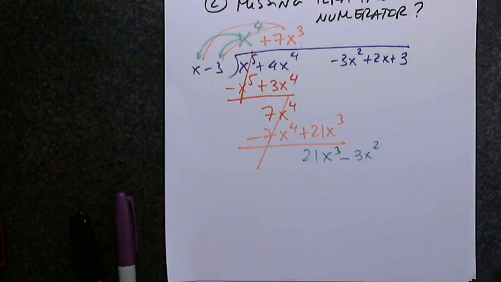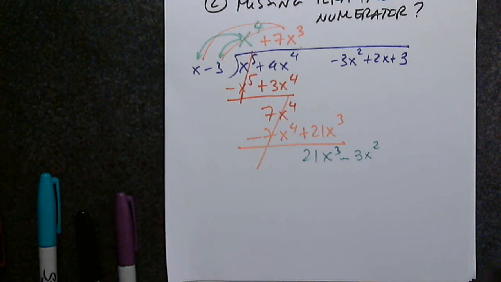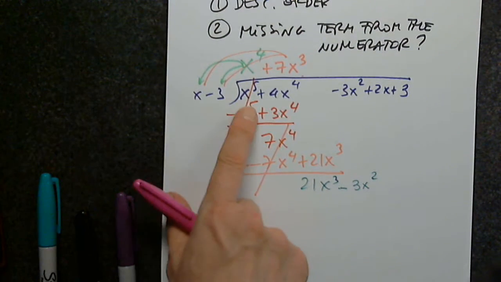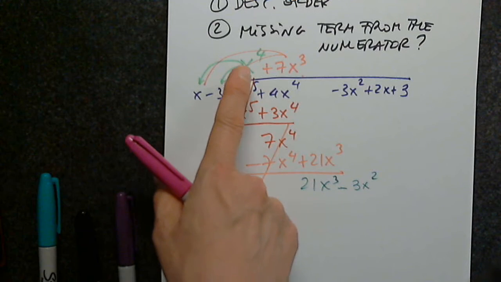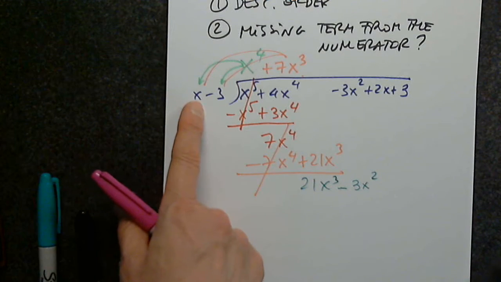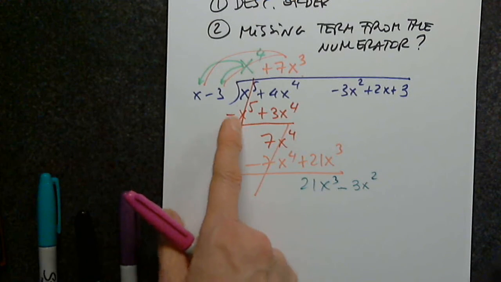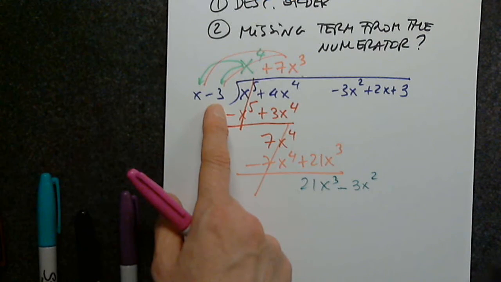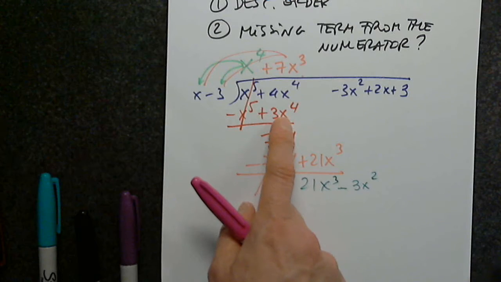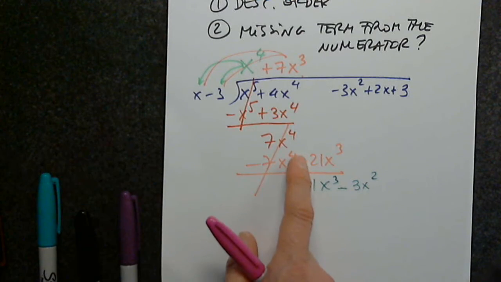I do have one question. Sure. So it's division. We're doing the x first. So how many? X times what is x to the fifth must be x to the fourth. X to the fourth times this is negative x to the fifth, but I have to subtract. X to the fourth times negative 3 is negative 3x to the fourth, but I have to subtract. You understand why we subtract, correct?